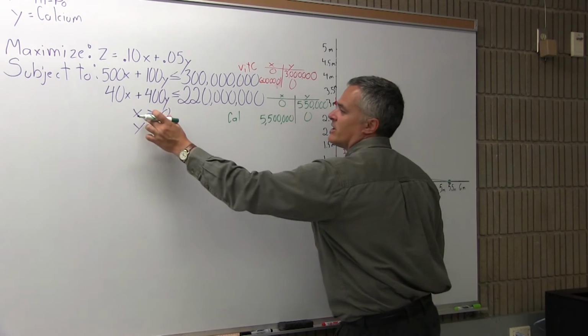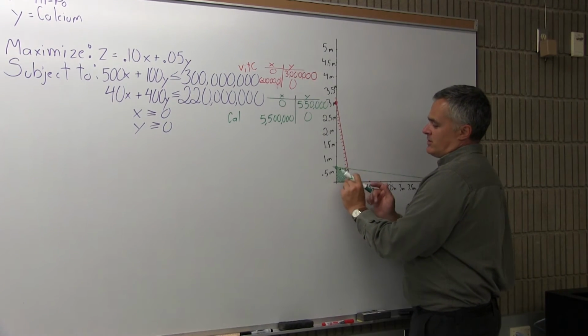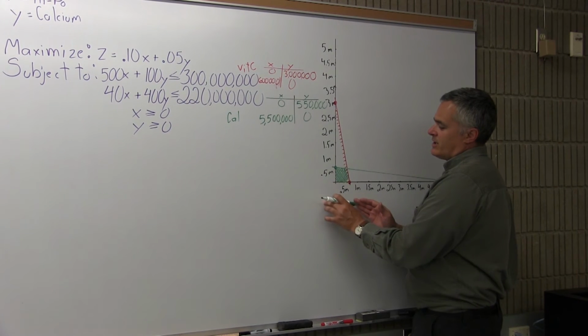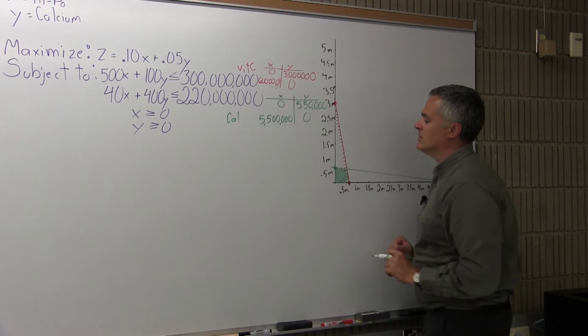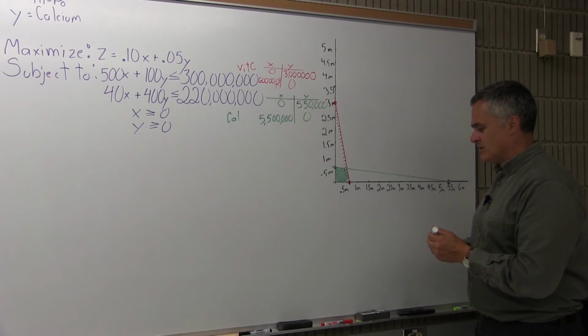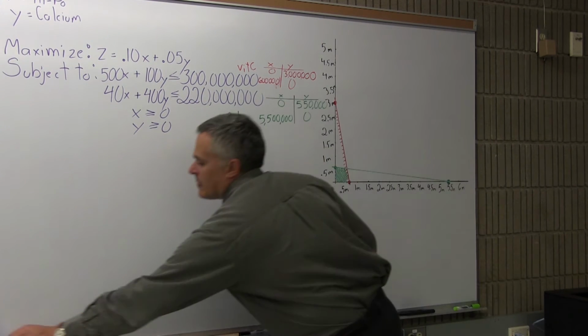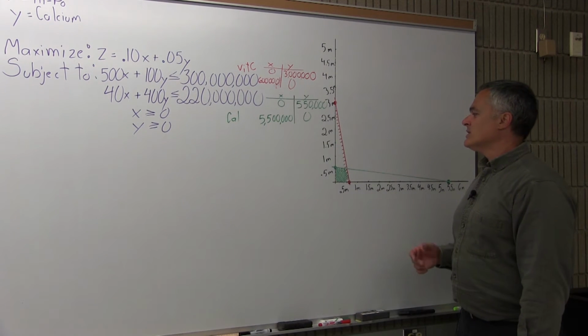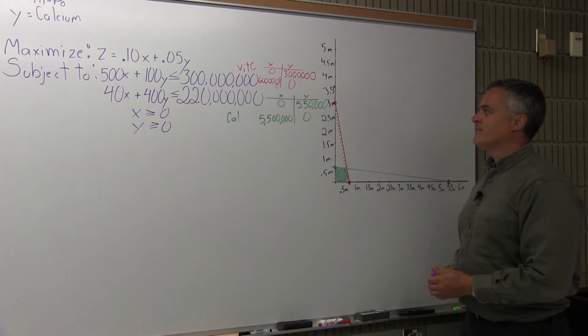And of course, the x greater than or equal to 0, y greater than or equal to 0 prevents me from using points with negative x coordinates or negative y coordinates as usual. So I have that little bit of a feasible region. It's a finite feasible region. So that's the first of 4 steps to actually find the answer, which is graph the feasible region.